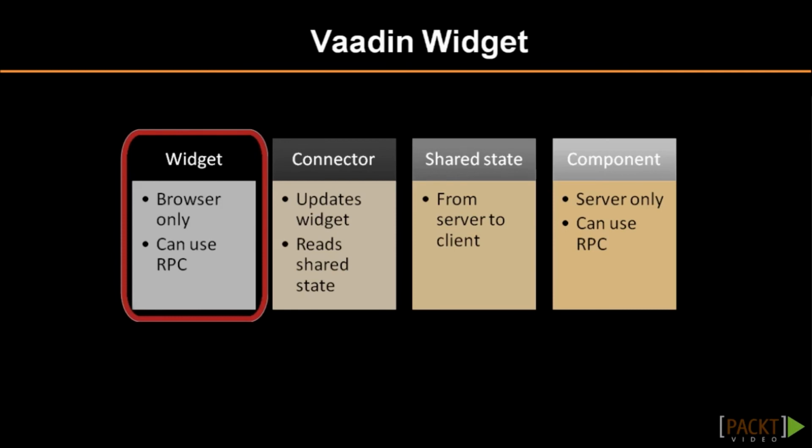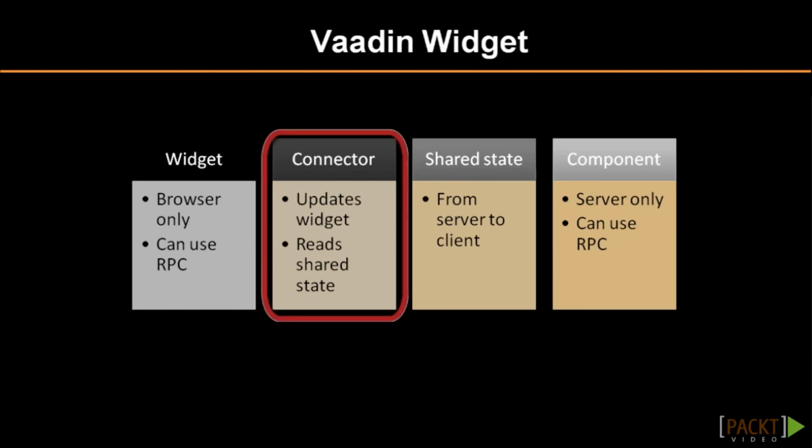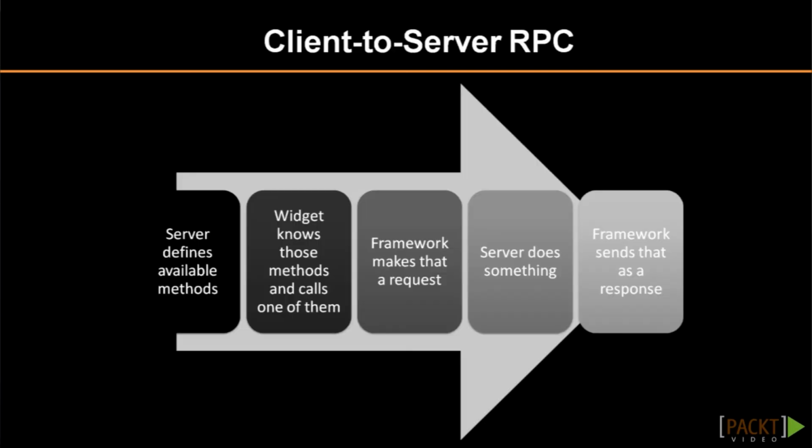Widget is what is displayed to the user in the browser. Connector is what captures important events that happen to the widget and communicates them to the server component. It is also responsible for updating the widget based on a state. Server RPC is what the connector is using for communication. It tells what methods are available for it to call.